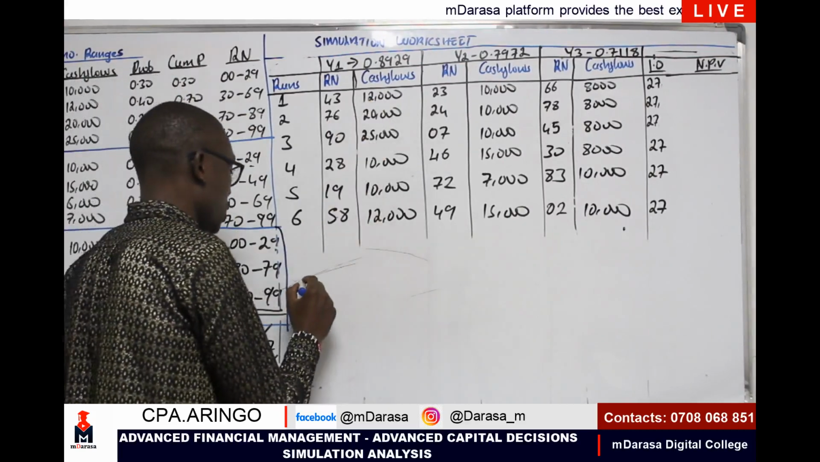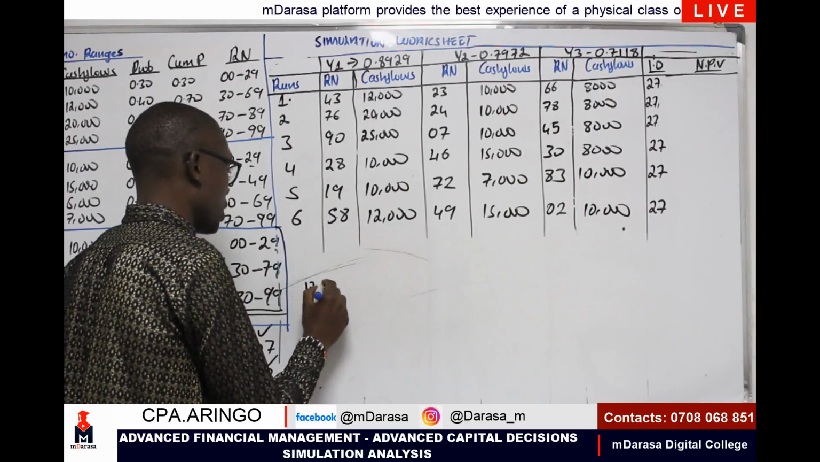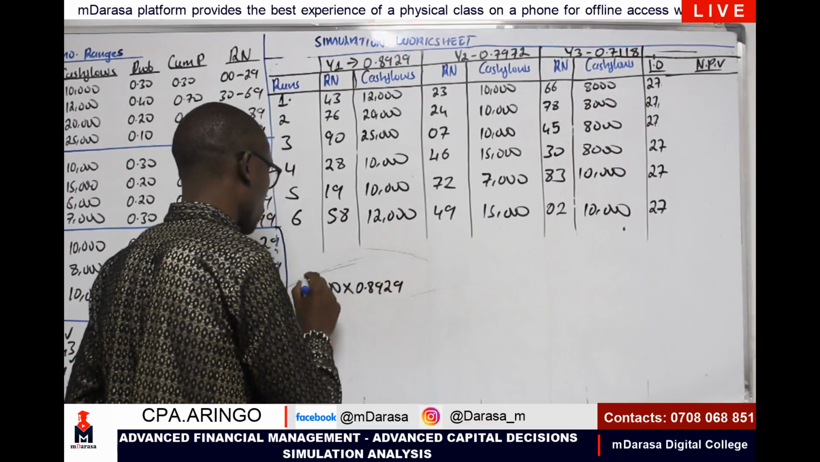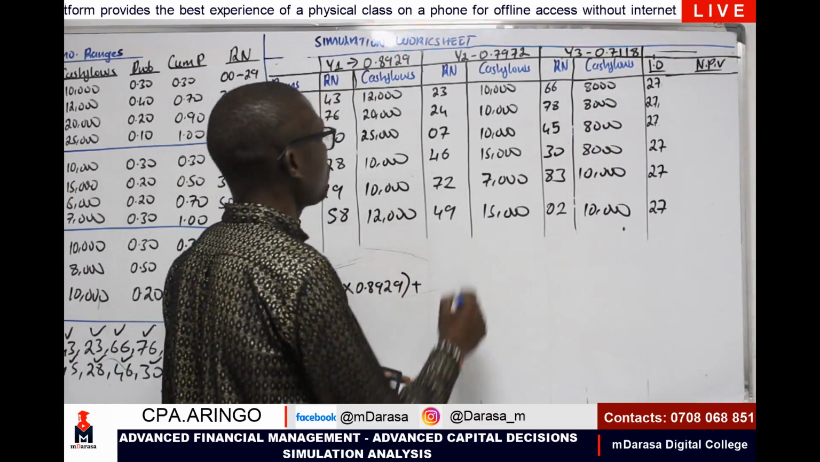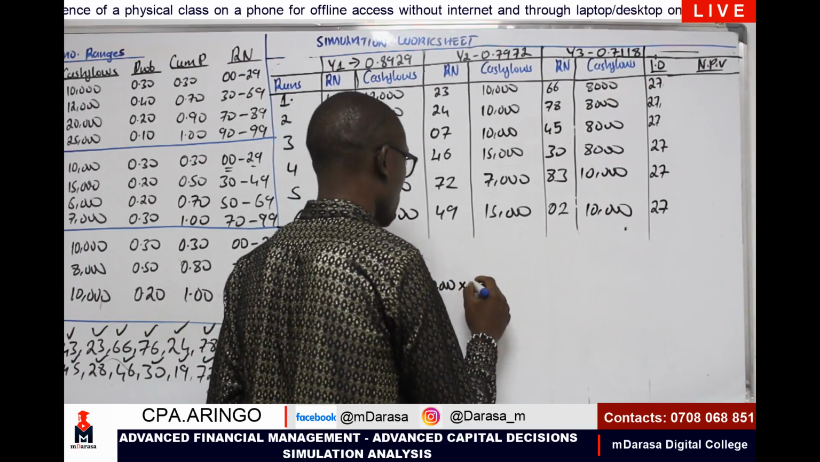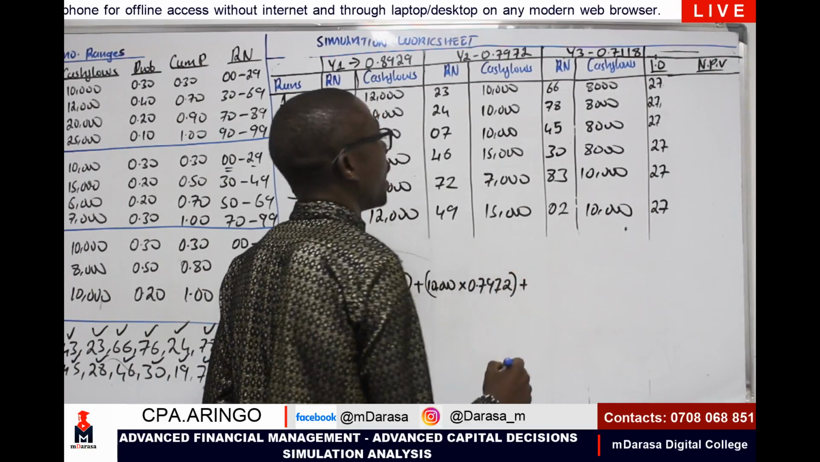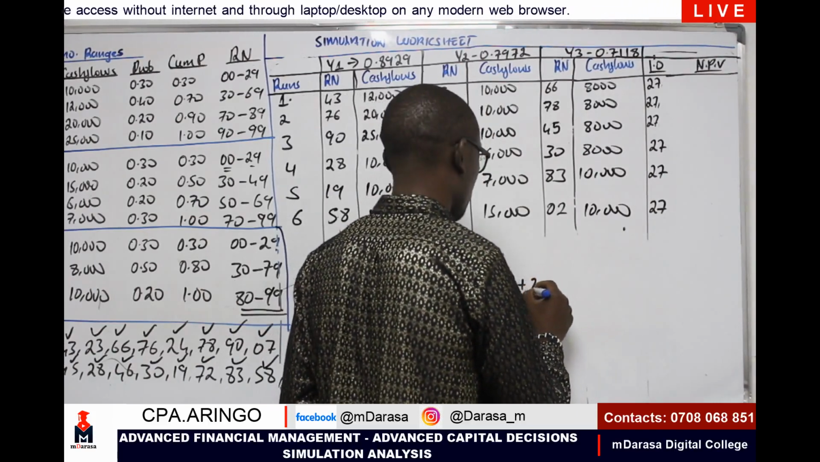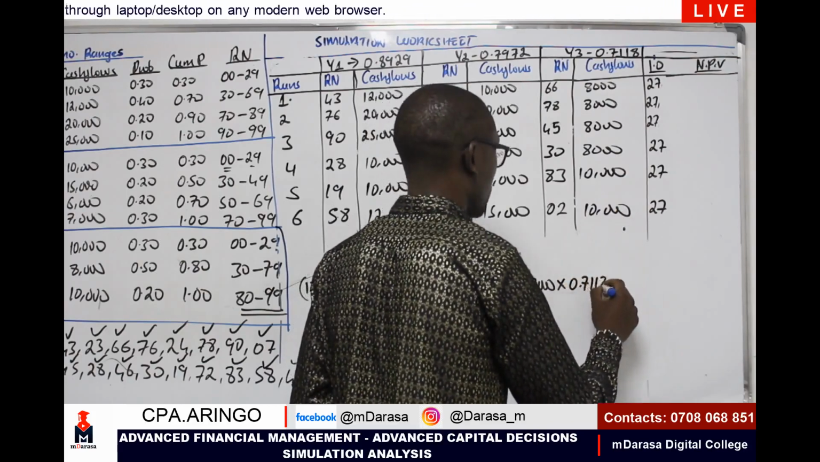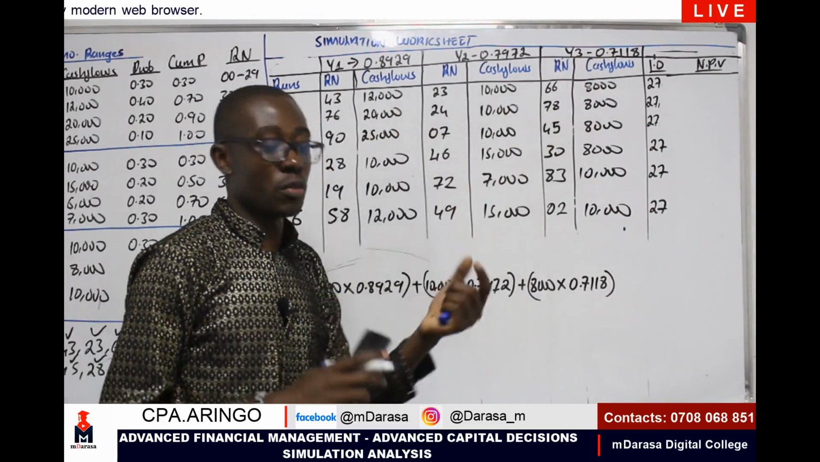The first one I'm having basically 12,000. I'm doing the first run. We're having 12,000 here. We multiply by our discount factor, which is 0.8929. Okay? We are going to add 10,000. We multiply by our discount factor, which is 0.7972. We add 8,000 times our discount factor, which is 0.7118. I'm just taking our cash flows times our discount factors. Okay?